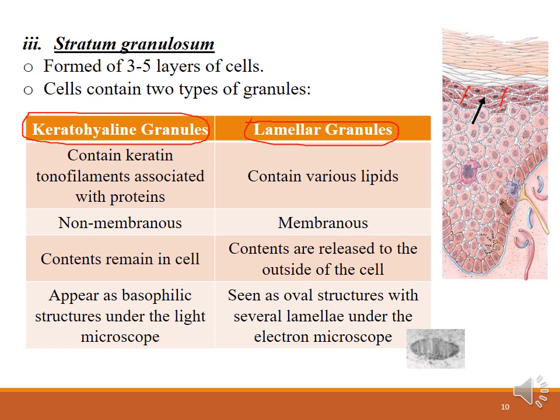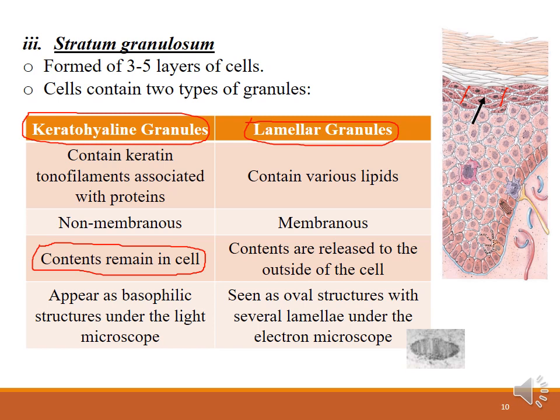Why is that? Because actually the content of these granules, the keratin tonofilaments that are associated with proteins, remain inside the cells and are used inside the cells, and therefore they do not require membranes. The keratohyalin granules appear as basophilic structures under the light microscope. So when we look at the microscope, we see cells with several dark dots inside them. And this is why it is called stratum granulosum, because the cells appear granulated under the light microscope.